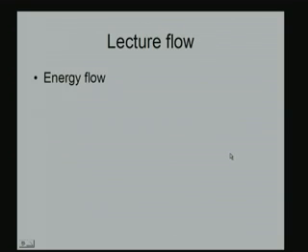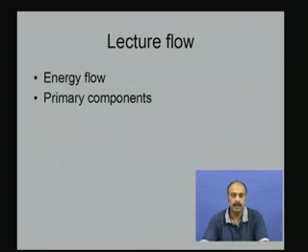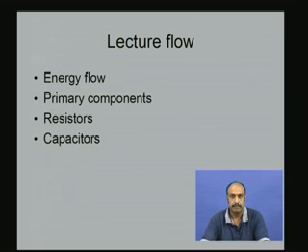The lecture flow for this lecture is as follows. First, we will discuss the energy flow, how the energy flows from the source to the destination. This will be followed by a generalized description of the primary components. This will be followed by the discussion on resistor, and then the capacitors, and then this is going to be followed by a discussion on the inductors. Then later on, after discussing these three primary elements, we will focus our attention on the sources.